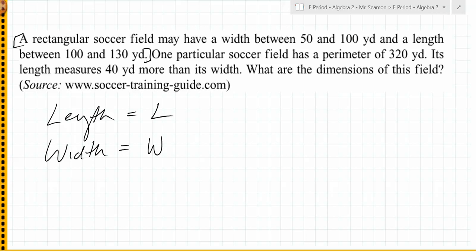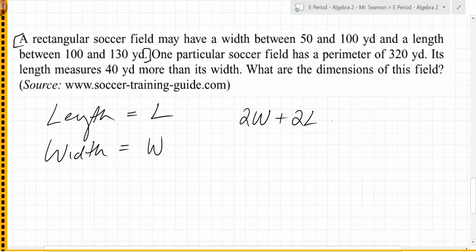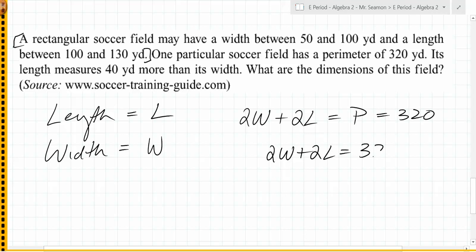One particular soccer field has a perimeter of 320 yards. What is the formula for the perimeter of a rectangle? 2w plus 2l equals P. What do we know the perimeter is? 320. So we have one equation: 2w plus 2l is equal to 320.